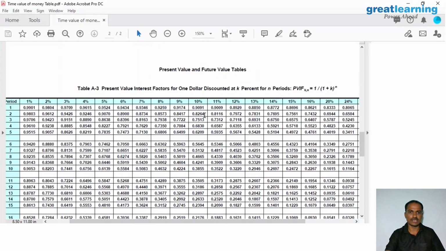0.909. Okay, so 909, 826, 751, 683 and 620. So all these values are taken. Okay, so 10%, and this is for 5 years. For each year we have to take. So we have taken those values. I hope it is clear.